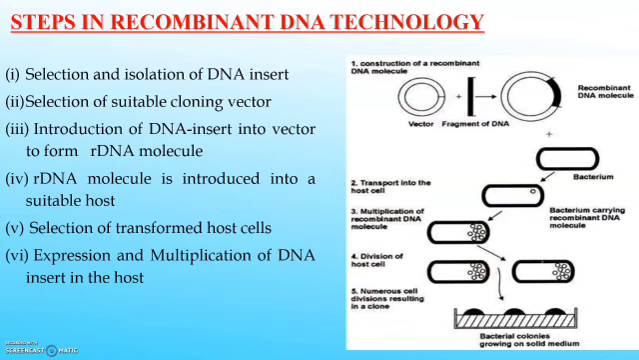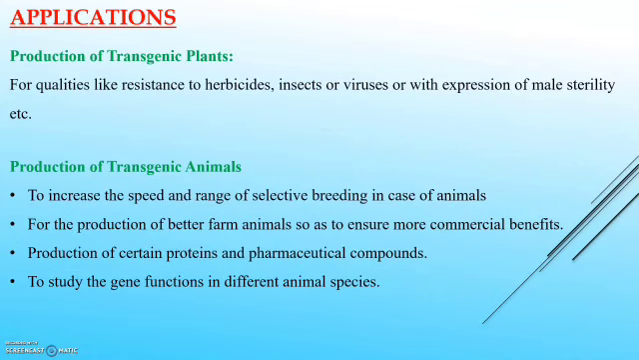So this ends the basic principles of recombinant DNA technology, and now we will study the applications of this technology. The first application is the production of transgenic plants. By utilizing the tools and techniques of genetic engineering, it is possible to produce transgenic plants or genetically modified plants. Many transgenic plants have been developed with better qualities like resistance to herbicides, insects, or viruses, or with expression of male sterility, etc. Another application is production of transgenic animals.